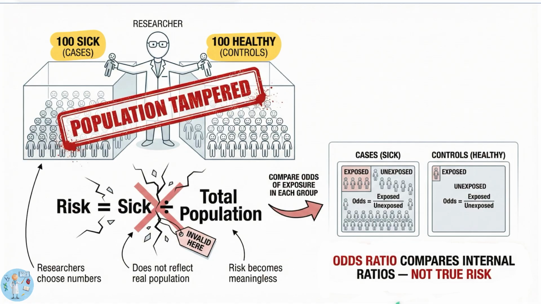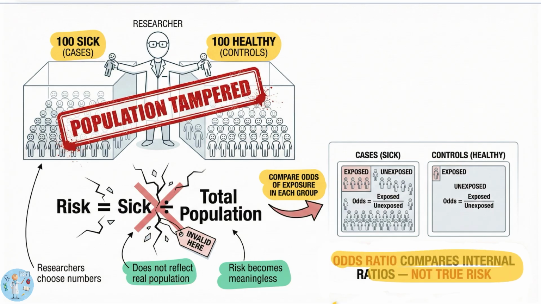Precisely. They have tampered with the total population size, and because they pre-selected the number of sick people, they have completely destroyed the ability to calculate the true risk of getting that disease in the general population. So any risk they calculate would be totally meaningless to the outside world. Meaningless, because the ratio of sick to healthy people they started with is completely artificial. Got it. So because they can't ask what is the true likelihood of becoming ill if you're exposed, they have to pivot. They change the question entirely. They compare the only thing that remains untainted by their selection bias, the odds of exposure between the sick group and the healthy group. And that comparison gives us the odds ratio.